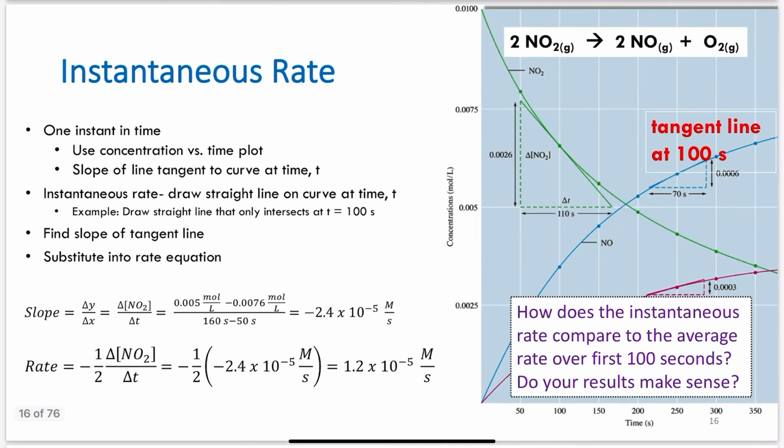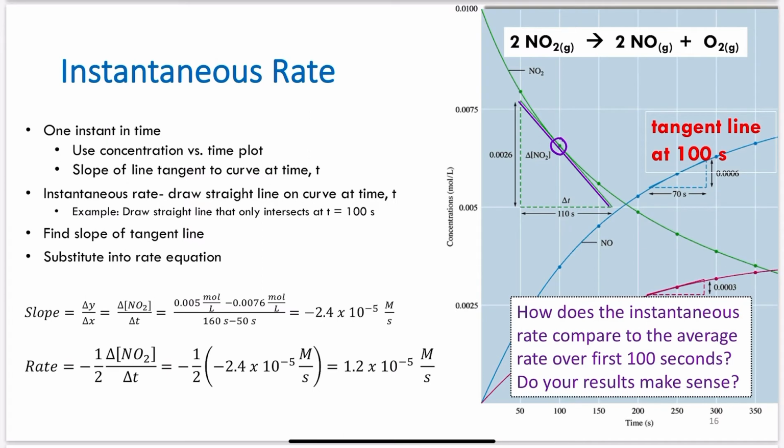Instantaneous rate, though. Instantaneous rate means 1 instant in time. We use a concentration versus time plot to figure this out. Then you take the slope of the line tangent to the curve at time t, so at the time you actually want. Draw a straight line on the curve at time t. So for example, draw a straight line that only intersects time at 100 seconds. And that's what I have here. This is time 100 seconds, and the line that's drawn here is the line tangent to the curve at t equals 100. We find the slope of that tangent line and we substitute this into the rate equation.